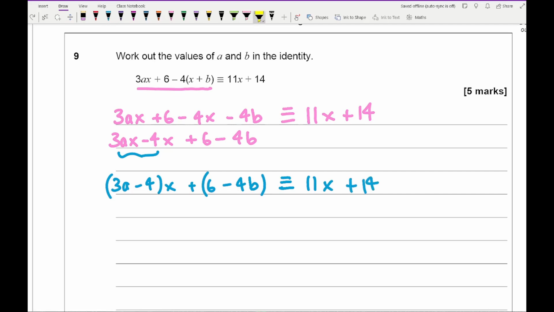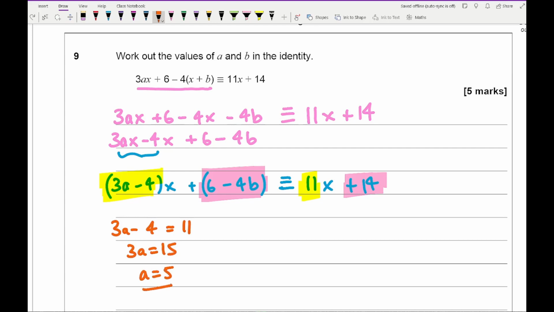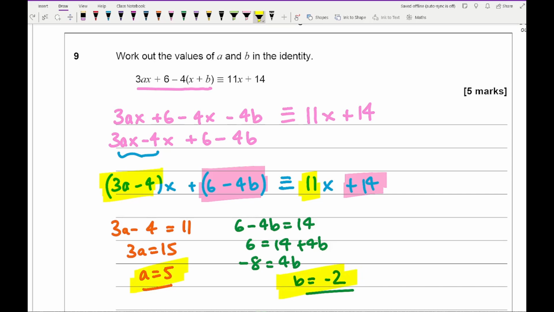So what that therefore means, comparing the coefficients, is 3a minus 4 must equal 11, and 6 minus 4b must equal positive 14. So here 3a minus 4 equals 11. Then solving this, I get a value of 5. And then solving 6 minus 4b equals 14, well, 6 equals 14 plus 4b, and that's going to be minus 8 equals 4b, so b equals minus 2. And there are my values for a and b.